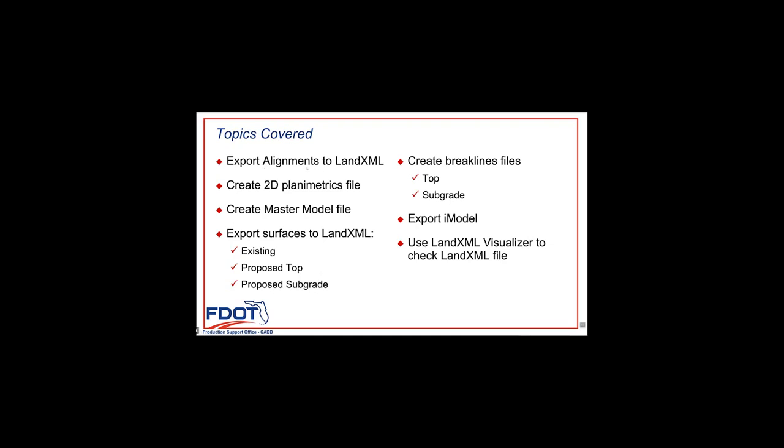So we're going to set up the alignments in LandXML. We're going to have a 2D planimetrics file, a master model file, and this isn't one of the 3D deliverables, but the master model we need in order to create the other 3D deliverables to have everything in one file, particularly the surfaces. So the intent is that you have one surface for proposed, existing, and subgrade for the whole project. So those should be 3 surfaces altogether. Break lines files as well for both the top and subgrade. This one's new if you've done 3D deliverables before.